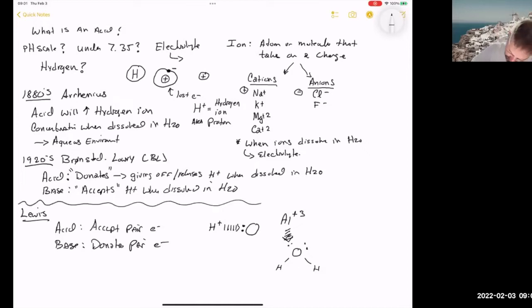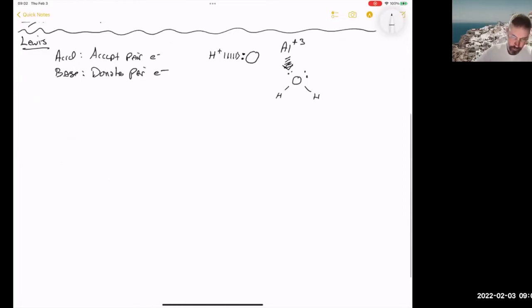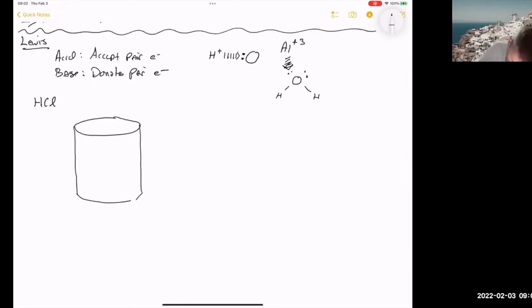But with that said, we're going to focus on the Bronsted-Lowry definition. For our purposes, we're going to say an acid is anything that gives off or donates hydrogen ions when dissolved in water, and a base is anything that accepts hydrogen ions when dissolved in water. Okay, that's what acids and bases are. For example, let's say that I have hydrogen chloride, HCl, a hydrogen chloride molecule, and I have a cup of water here.